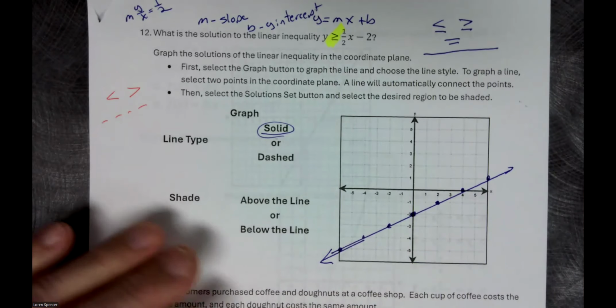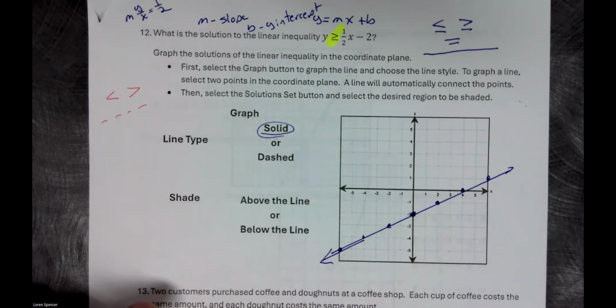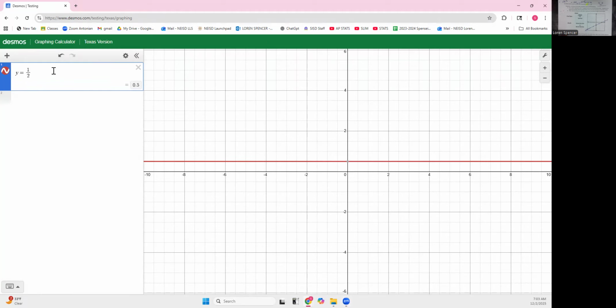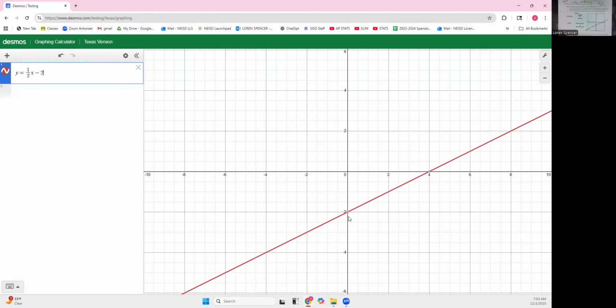Now, I can do that same type of line using Desmos. So let's show you how to do that. I'm going to press the share screen. And I'm just going to type in y equals 1/2 x minus 2. There's my fraction, x minus 2. And we can select a couple of points. We can select 0, -2. Go ahead and label that. And we can select that point, which is 4, 0.